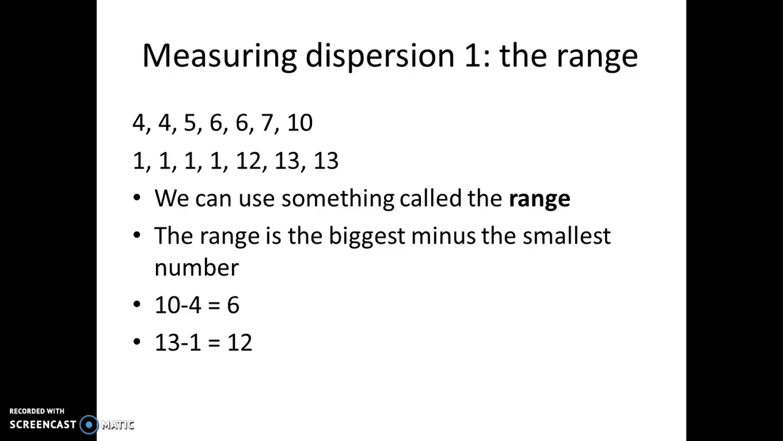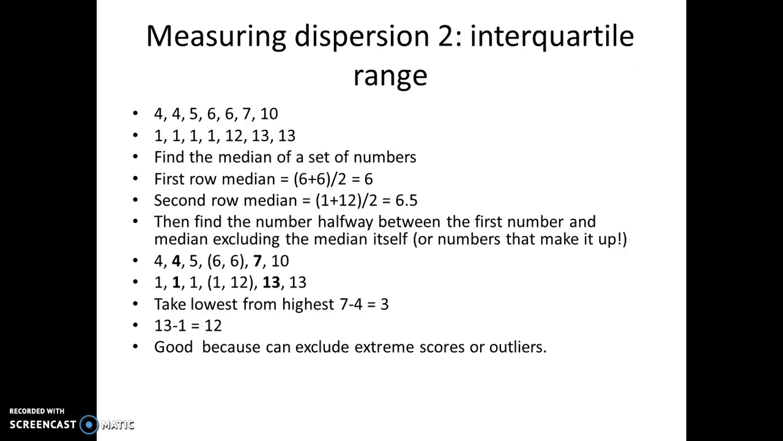The most obvious one is the range, in which we simply find the biggest number and take away from that the smallest number, and that gives us some sense of capturing the diversity of scores in there. So 10 minus 4 for the first one gives us a range of 6. 13 minus 1 is 12. So a mean of 6 gives some idea of the typical person, and the range has given us some idea of the diversity of scores, and we can see that in that second group of numbers there is more diversity, and that is represented in the bigger range of 12.